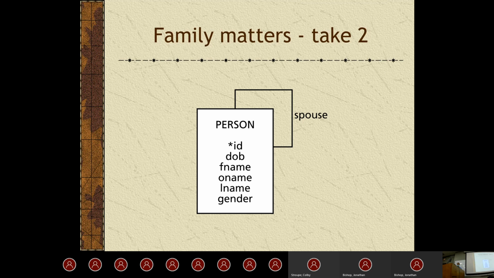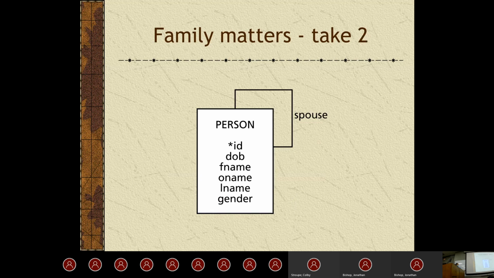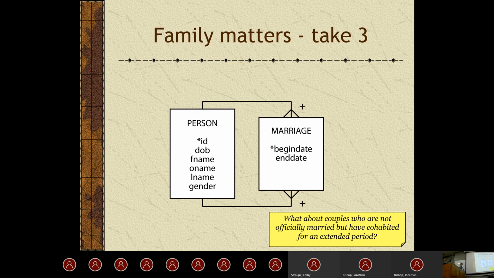So people can get divorced. People can get remarried. They're not going to be limited to only marrying one person in their entire life. So to solve that, we would have a marriage entity. Instead of having the recursive entity where one person marries one and only one person, we're going to solve that by adding in a marriage entity.